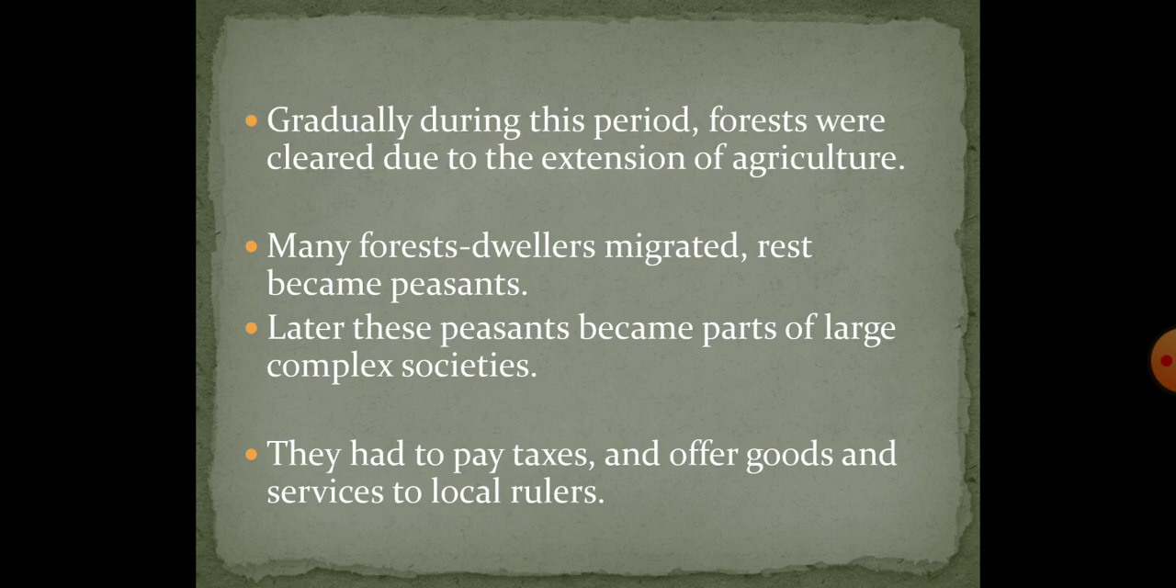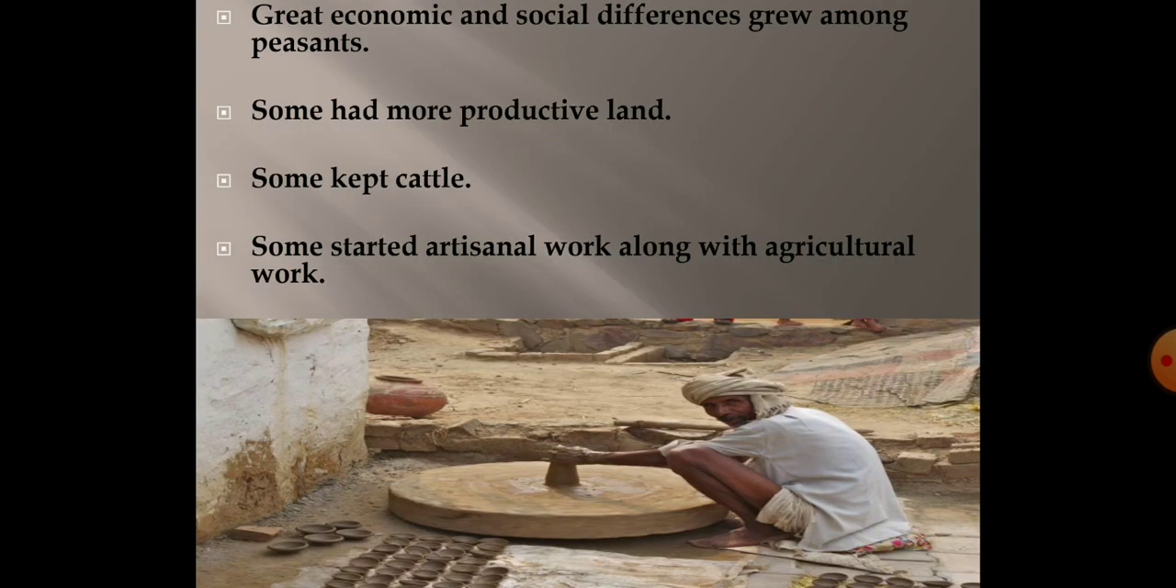Also, there was a gradual clearing of forest and extension of agriculture during this period. Due to the clearing of forest, many forest dwellers had to migrate. The rest of the forest dwellers became peasants. Gradually, these peasants became part of large complex societies. They had to pay taxes and offer goods and services to local rulers. As a result, there were great economic and social differences among peasants.